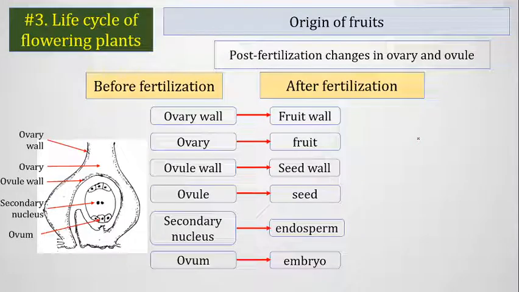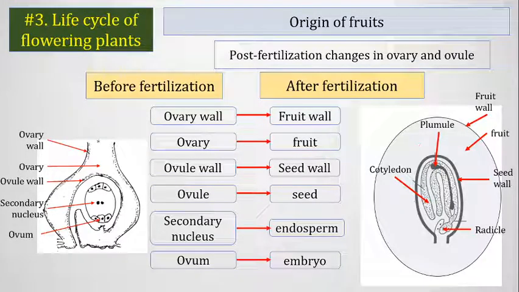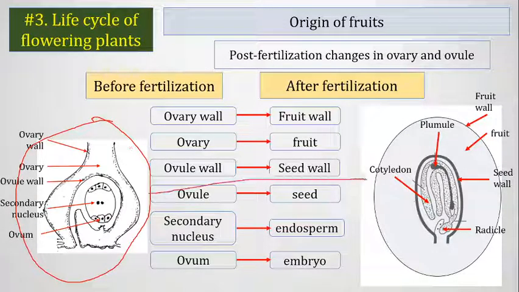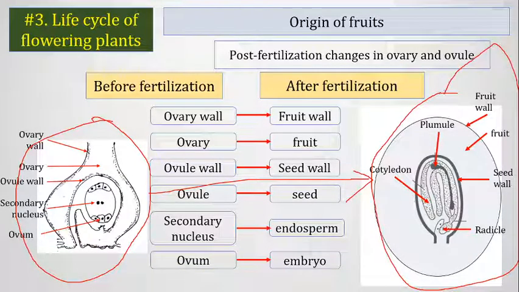Let's see an example. This ovary has turned into this fruit. So what we see here is that the ovary wall has turned into the fruit wall, and the ovary turned into a fruit, and the ovule wall turned into seed wall, and the ovule turned into seed. Inside the ovule, the secondary nucleus turns into endosperm inside the seed, and the ovum inside the ovule turns into the embryo inside the seed.